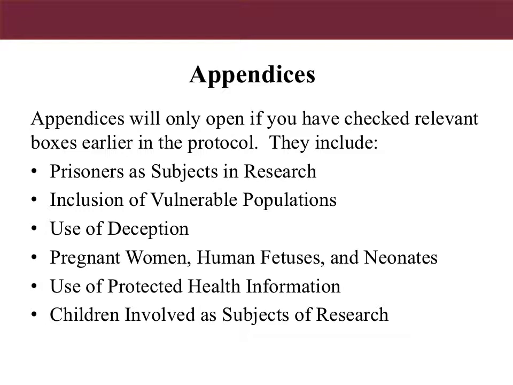Appendices will only open if you have checked relevant boxes earlier in the protocol. They include prisoners as subjects in research, inclusion of vulnerable populations, use of deception, pregnant women, human fetuses, and neonates, use of protected health information, and children involved as subjects of research.